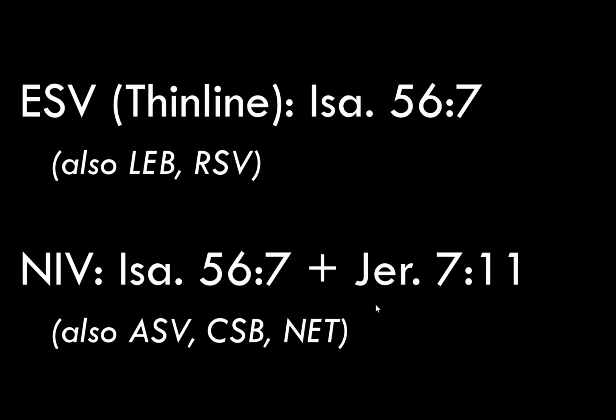Now, go to the next slide. To make matters even more confusing, they don't necessarily do the same thing in terms of telling you where this is from. So if you have the thin line edition of the ESV, because it only marks off one quotation, it tells you it's from Isaiah 56:7. And that is also true in the RSV and the Lexham Bible. But if you look at the NIV footnotes, it says, okay, one is from Isaiah 56:7. The other one is from Jeremiah 7:11. And that's what you'll see in the ASV, the CSB, and the NET Bible.